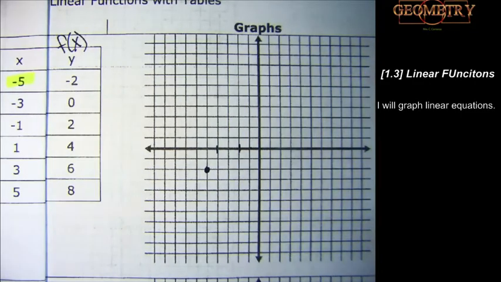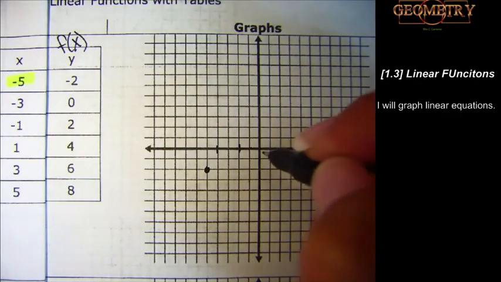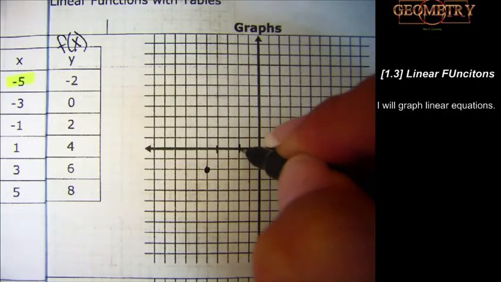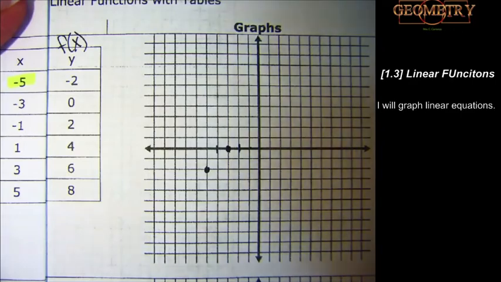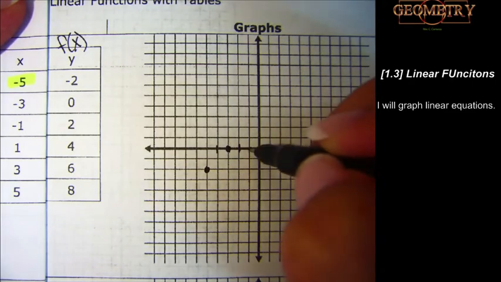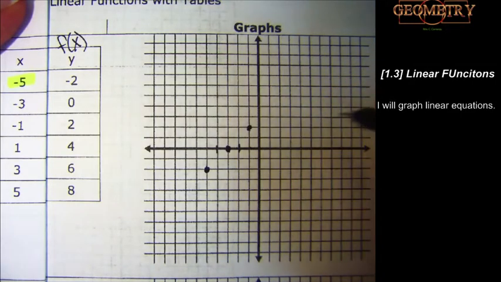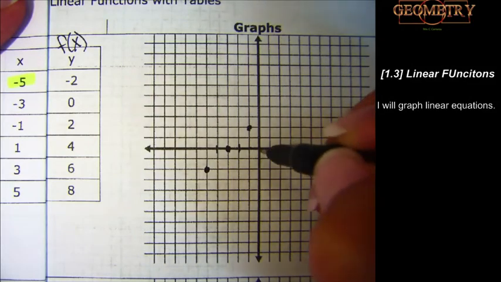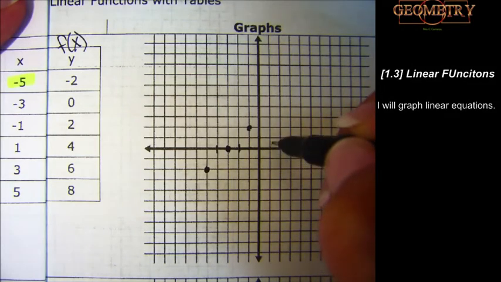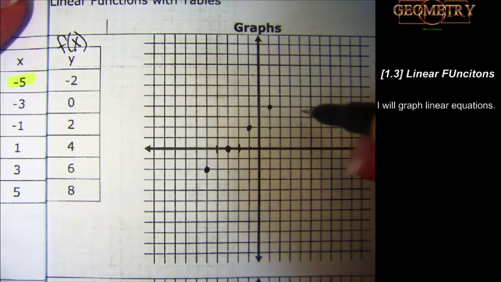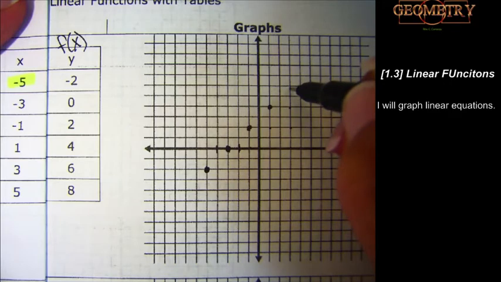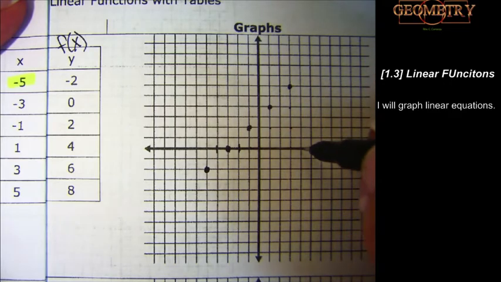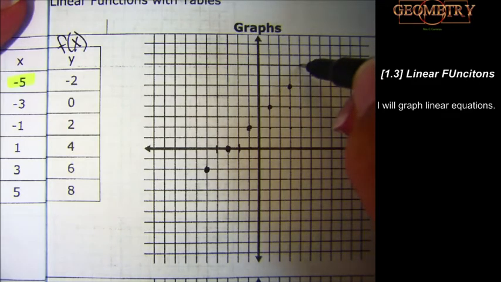Going to continue graphing (-3, 0). So I'm going to count over to the left 3, and then I'm not moving up or down any. Next, (-1, 2): count to the left 1 and then up 2. The next one's (1, 4). I'm going to count to the right 1 and then up 4. Then (3, 6), and then (5, 8).